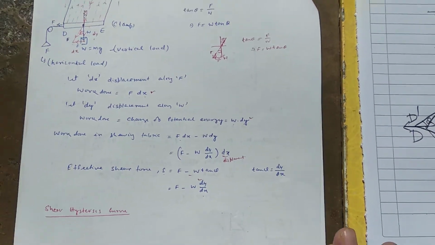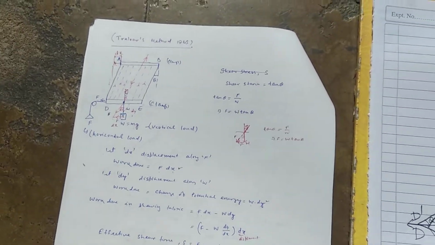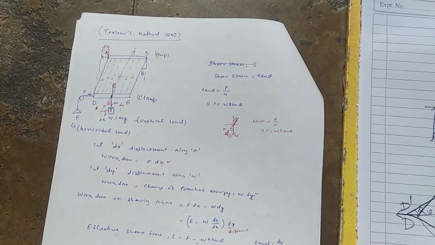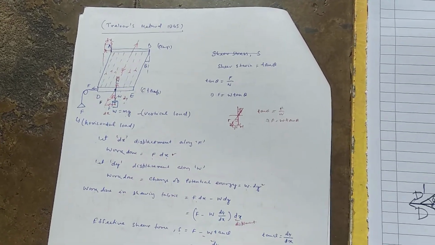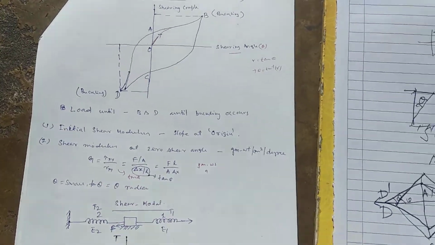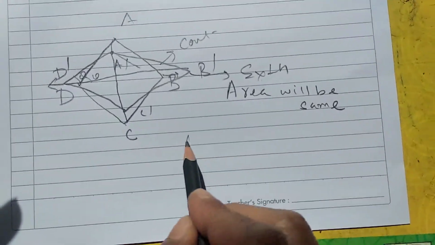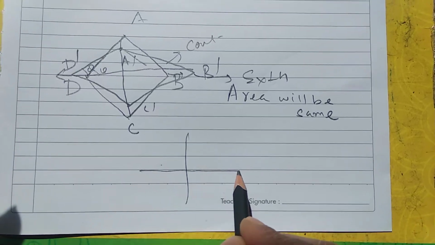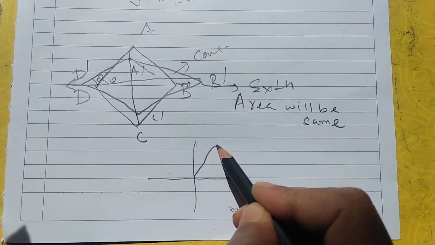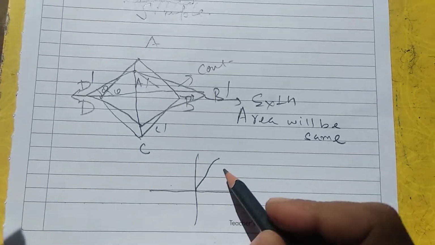So this is a method used to determine the shear. But there is another problem in shear, which we call shear hysteresis. What is hysteresis? If we make a curve, this is like an alternating current. If we deform it, it will move this way.